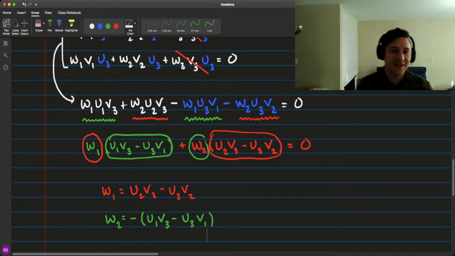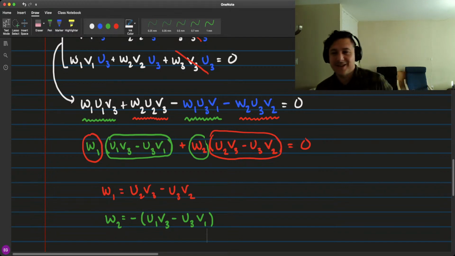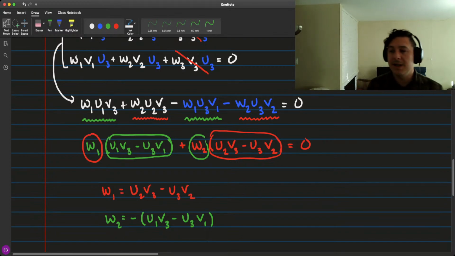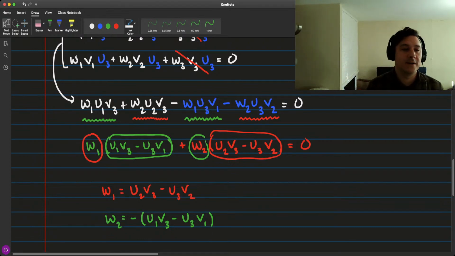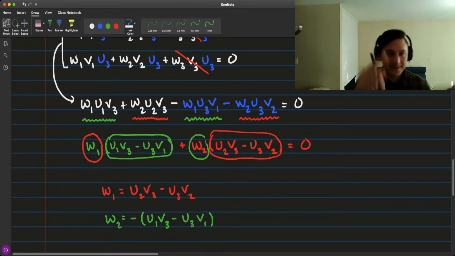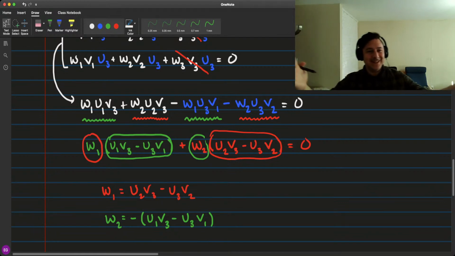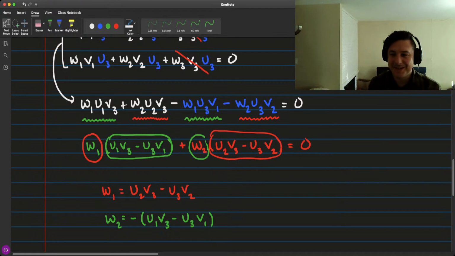It's a good question. Why does W1 equal the stuff in red, but W2 equals the negative of the stuff in green? Yeah, because it needs to be equal to 0, right? They need to add up to 0. Awesome. Okay, cool. Yes! I'm happy.